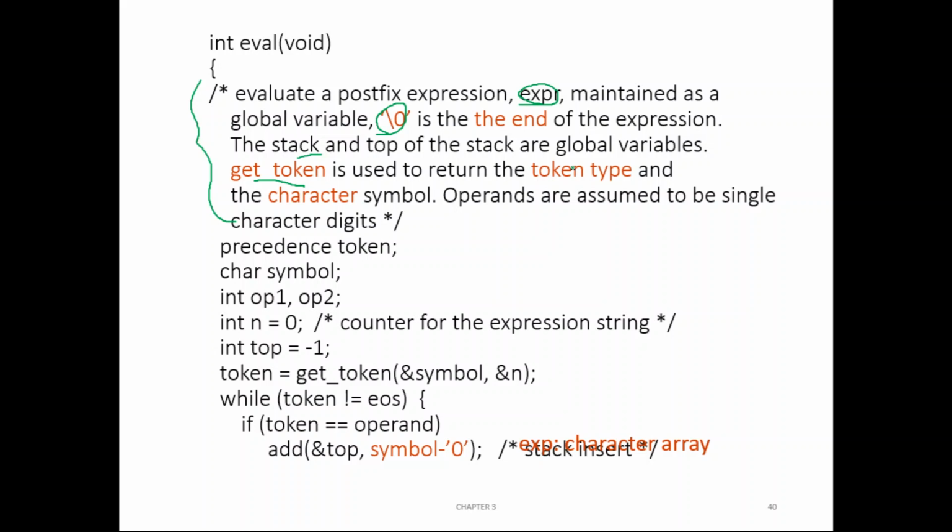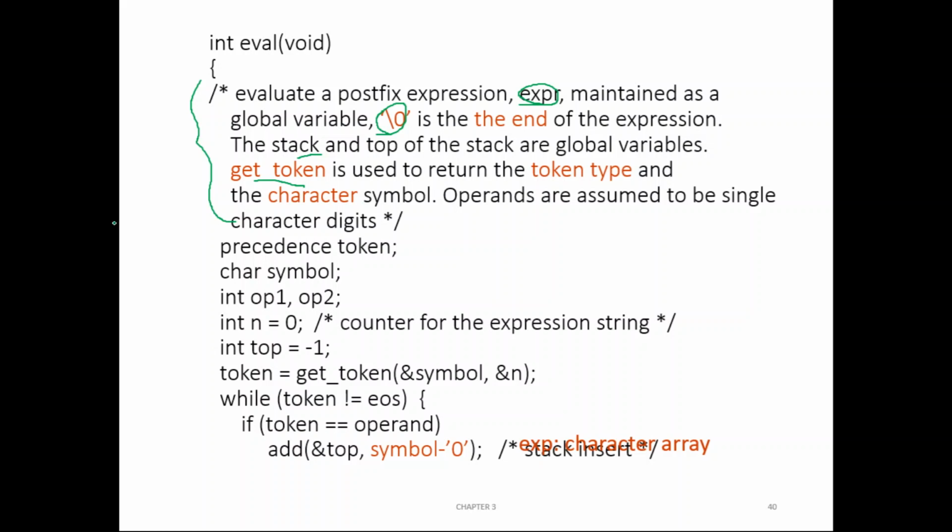It will return one character, and that will be stored in a character called symbol. And operands are assumed to be single digit. So with this understanding, let us see how we can evaluate a postfix expression.